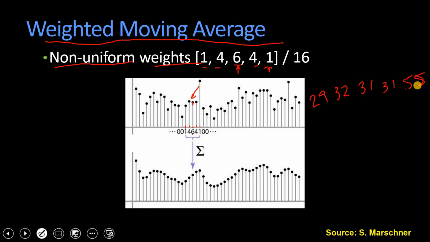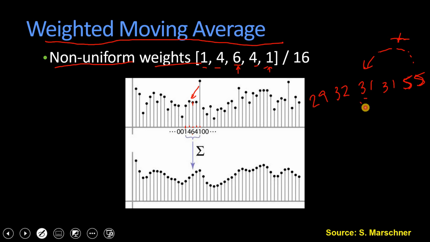Now, what is the purpose of this weighted moving average? The purpose is that the 55 should not have too much effect on 31, less effect. I don't want 31 to be disturbed. 31 is a correct value, whereas 55 is a noisy pixel. Remember, we want to make the 55 correct, but that will come later. For now, we don't want 55 to affect the 31.